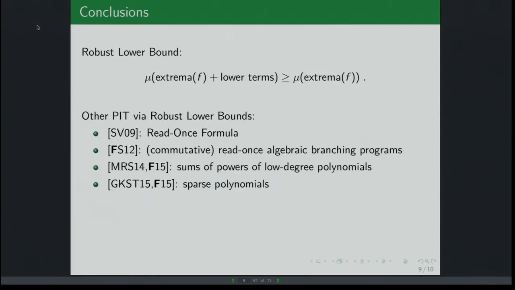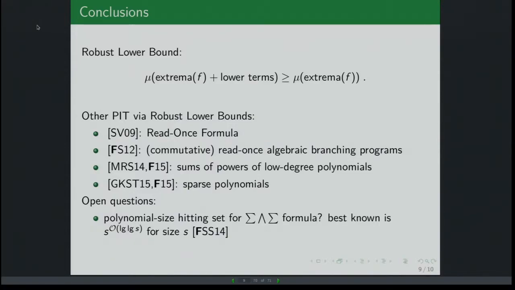Some various other works that have used this idea are the following. But this is still sort of an emerging theme in this area of research about taking lower bounds, making them robust, and getting algorithms out of that. And there are still some open questions. Open questions which I really like: is there a polynomial size hitting set for these formulas? They're so weak they can't even compute the monomial, but we still don't have a full understanding of them. We don't know the answer to this question. The best result is s to log s for size s formulas.